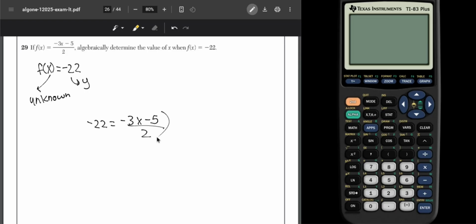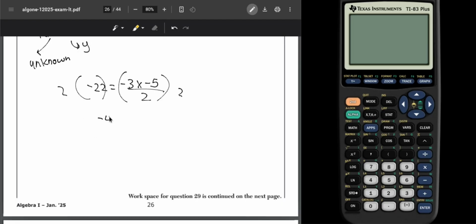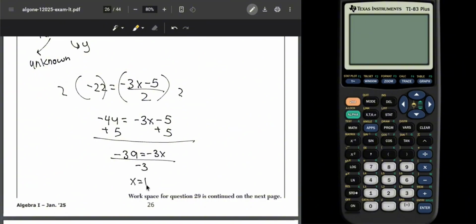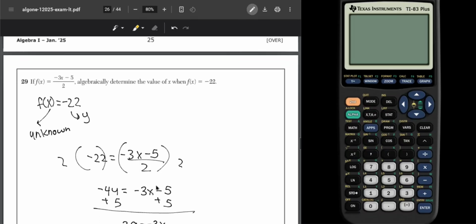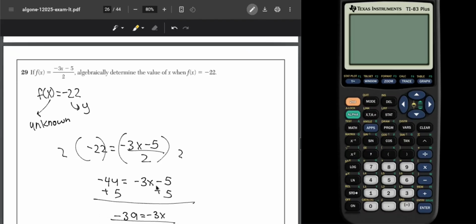How am I going to solve? I'm going to multiply both sides by 2. You get negative 44 is equal to negative 3x minus 5. I'm going to add 5 on both sides. I'm going to get negative 39 is equal to negative 3x. And I'm going to divide by negative 3, so my x is going to equal 13. So for the value of x of 13, that's when the value of my f of x is equal to negative 22.